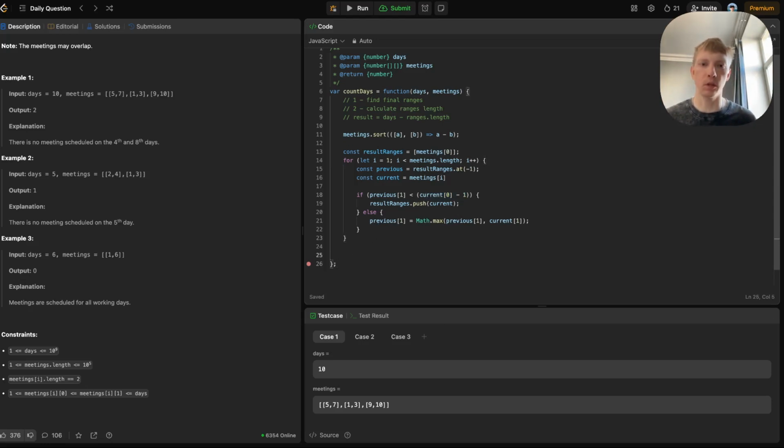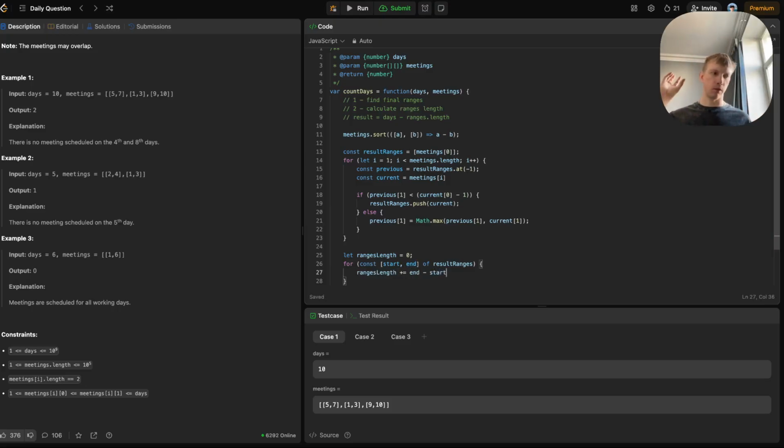After that, we should summarize them. We can simplify it later. Ranges length would be equal to 0. And for const start and end of result ranges, length would be incremented by end minus start plus 1, maybe.